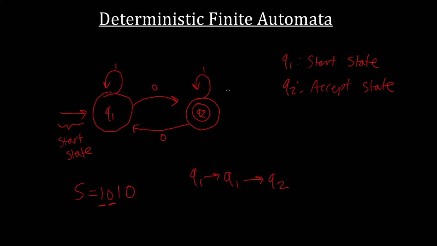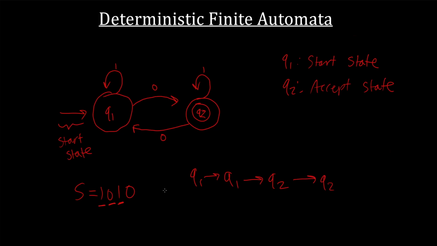Okay, so we've transitioned to Q2. Now we want to process the next character on the state Q2, because that's where we currently are. So the transition corresponding to the character 1 on Q2 is this one right here. So we're going to transition from Q2 back to Q2.